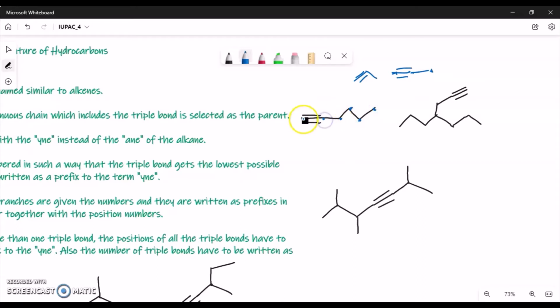The longest continuous chain containing the triple bond, in this case it is easy, it is 6. So the alkane would be hexane, but because it is YNE, we remove the E and then add YNE. We also have to include the position number. The chain has to be numbered in such a way that it gets the smallest possible number for the triple bond, that is 1. So this is 1, 2, 3, 4, 5 and 6. So the complete name will be hex-1-yne.